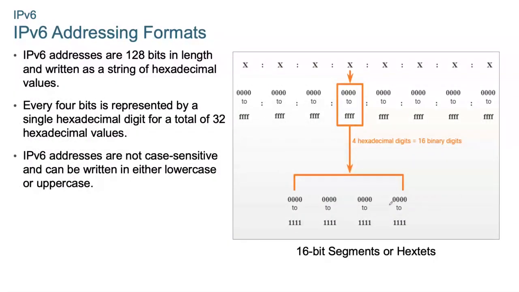So the format of IPv6 uses the hexadecimal format. In the hexadecimal format, it uses digits from 0 to F. IPv6 is 128 bits in length, written as a string of hexadecimal values. Every 4 bits is represented by a single hexadecimal digit. So if you divide 128 by 4 bits, it will give you 16-bit segments of hexadecimal octets.